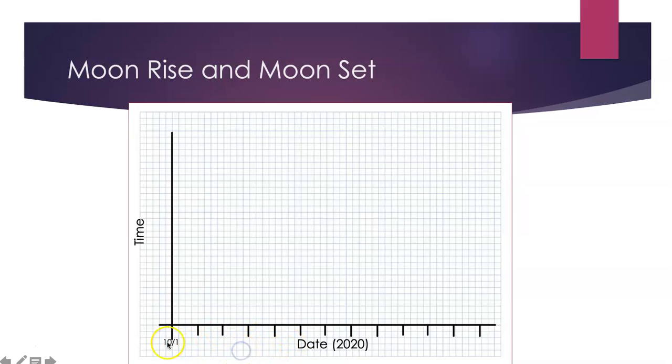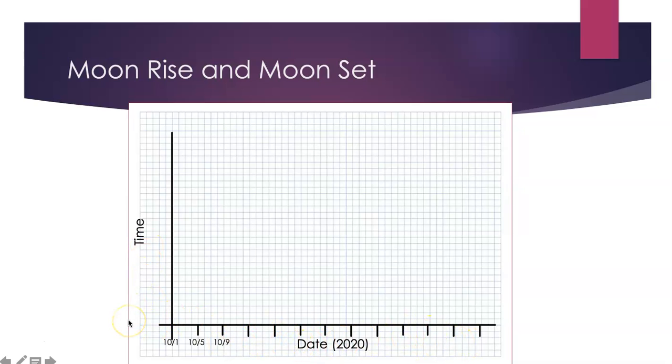So let's say we're going to start on October 1st, which actually is not really our start date. So this is October 1st, 2nd, 3rd, 4th, 5th, 6th, 7th, 8th, 9th, etc. And you can label all of those.